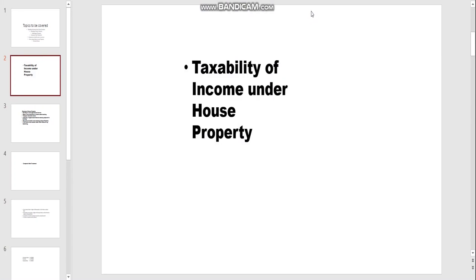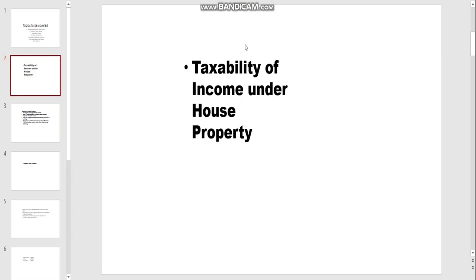Taxability of income under house property. When we own a house property, we can receive income in two ways. First, when we sell the property and receive money. In this case, the proceeds which we receive are taxable as capital gains under the chapter income from capital gains. Second way of receiving income is by letting it out. We receive rent every month. So when we receive rent every month, that income is taxable under this chapter, that is income from house property.